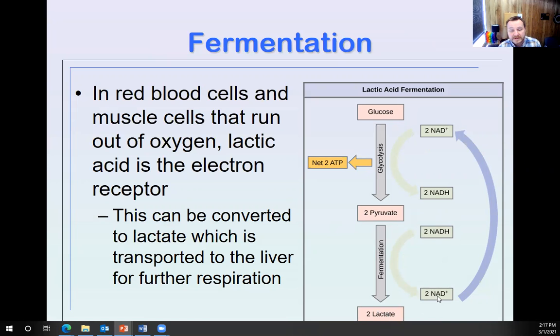And then you generate this NAD ion that can go back, and it's ready to go back through the glycolysis reaction because, again, we're still getting a good amount of energy off of this very quickly. And then this lactate or the lactic acid then can be removed through the bloodstream to somewhere else where it can easily be broken down and converted.